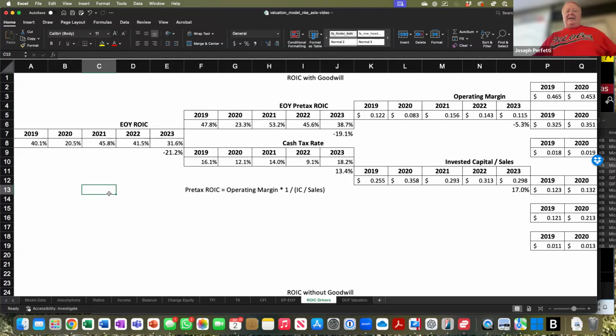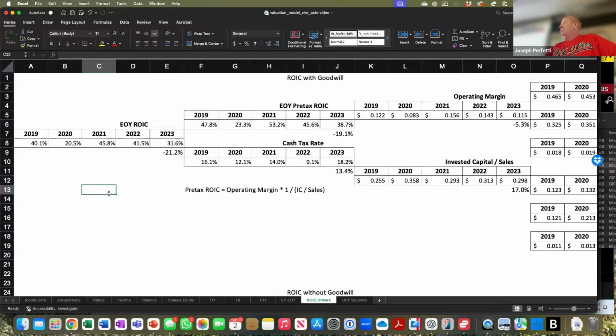Reason number 1, tax rate. Their tax rate was 16.1% in 2019. It increased to 18.2% in 2023, resulting in a little unfavorability to ROIC. So one of the reasons that Nike's ROIC fell is they're now paying more in taxes. Okay, but that's not the only reason.